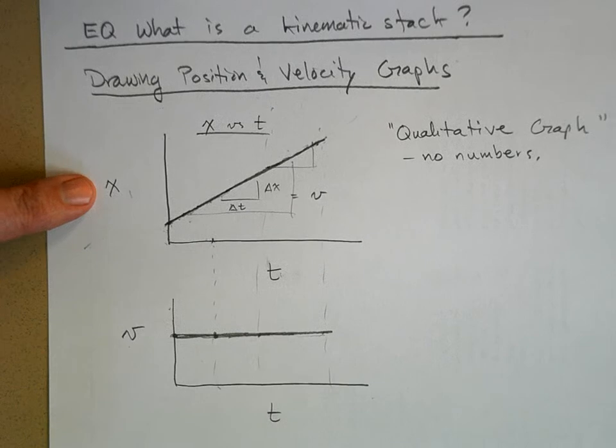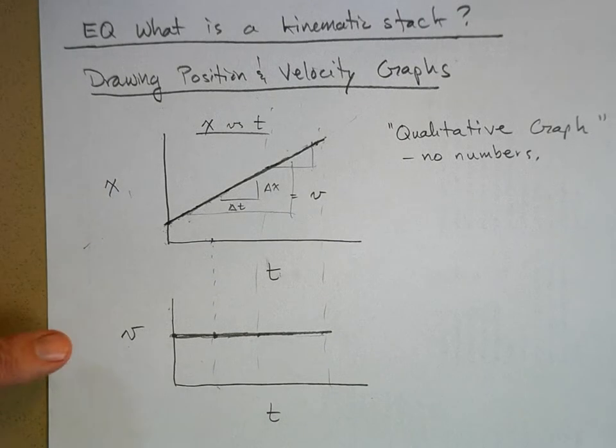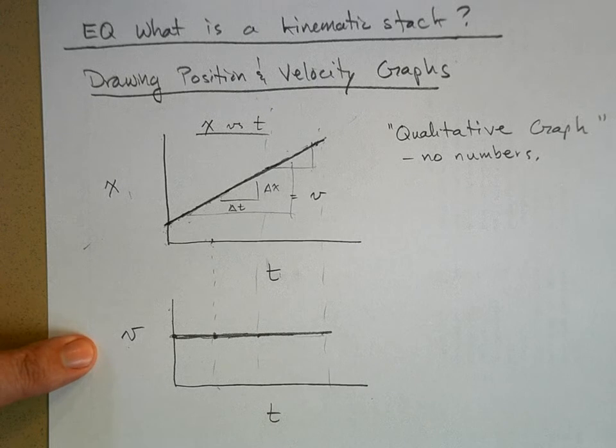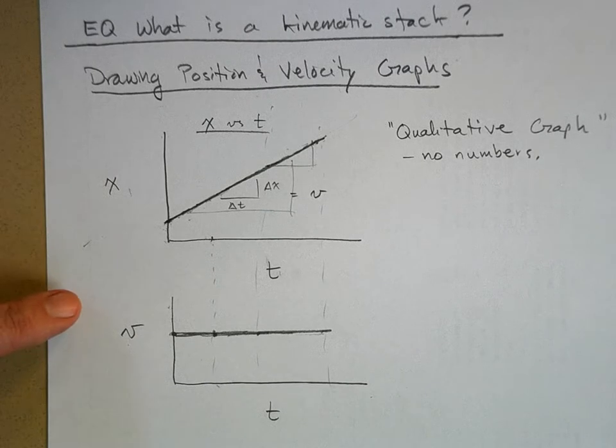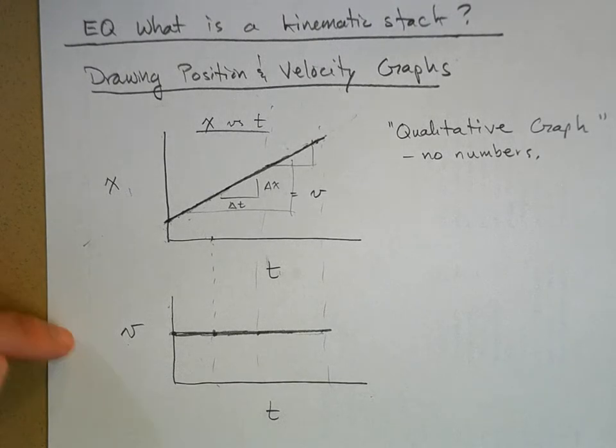Does anybody know what we call a function that describes the slope of another function? Does anybody know what that's called? A function that describes the slope of another function. Have any of you had, well, what do you think? It's called a derivative. Welcome to calculus.